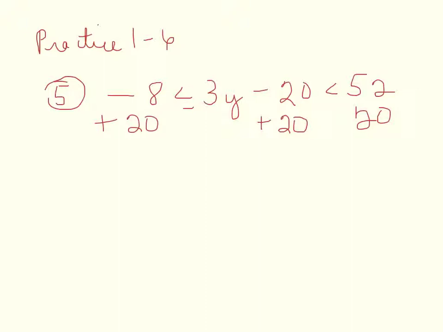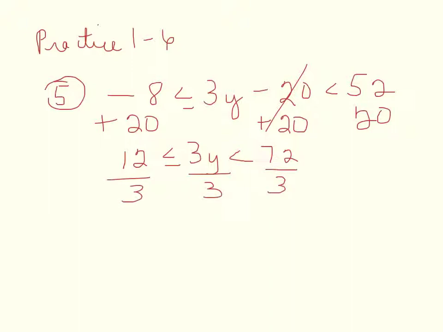Okay, so I have -8 plus 20. My signs are different, so I subtract, and I have a positive 12 is less than or equal to 3y. These cancel. And then I have is less than 52 plus 20. That's going to give me 72. So now if I want y by itself, I have to divide by 3. So now I have 4 is less than or equal to y is less than 72 divided by 3. So 72 divided by 3 is 24.